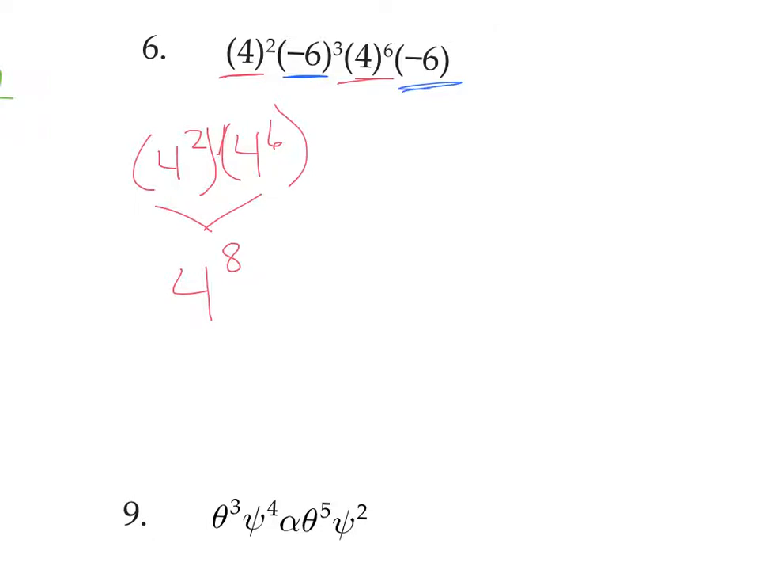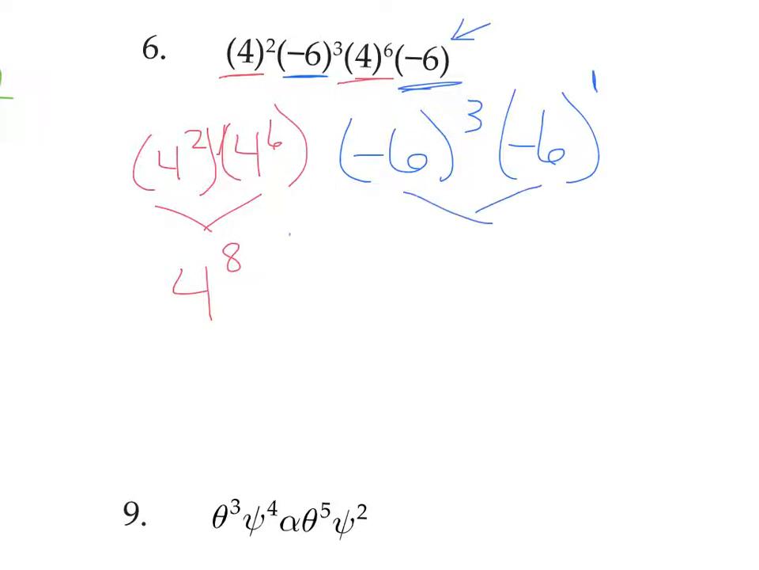Then we have a couple of negative 6's here. We got a negative 6 cubed and a negative 6 that has no exponent, so it has the 1 on it. When we put them together, we get a base of negative 6. We add the exponents to get 4.